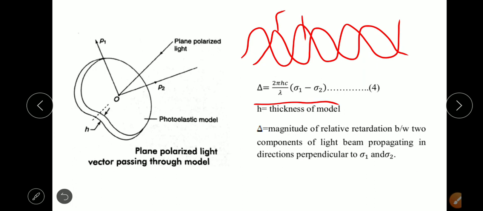And delta represents the magnitude of relative retardation between two components of the light beam propagating in the direction perpendicular to sigma 1 and sigma 2. So it is a relative retardation.